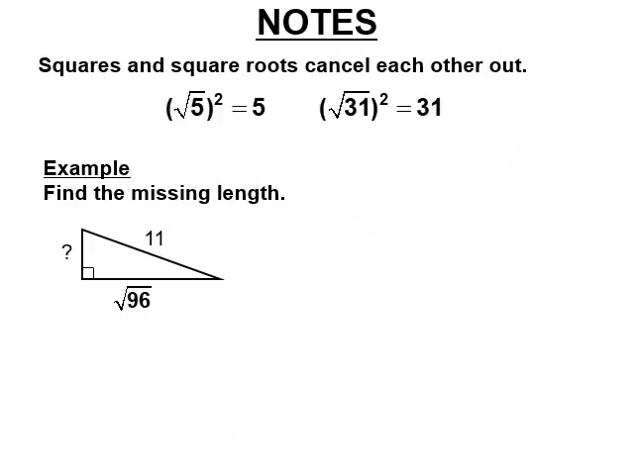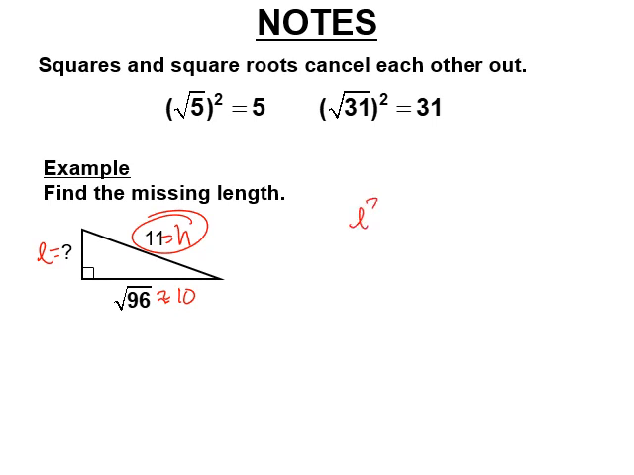So now, most right triangles, remember this only works for right triangles, most right triangles have an irrational side. So let's see that. This is a leg missing. This is the hypotenuse. Notice the biggest number here is 11. Square root of 96 is a little less than 10, because square root of 100 is 10. The biggest number is 11. Square root of 96 is smaller.